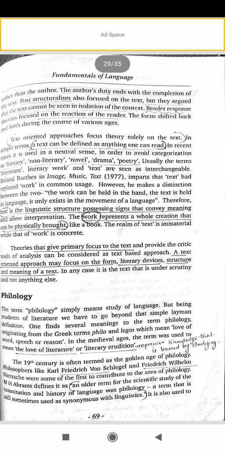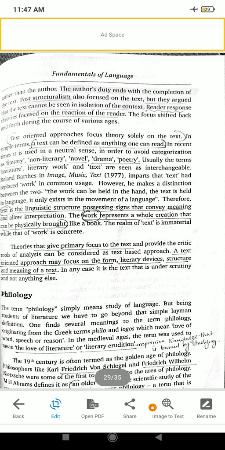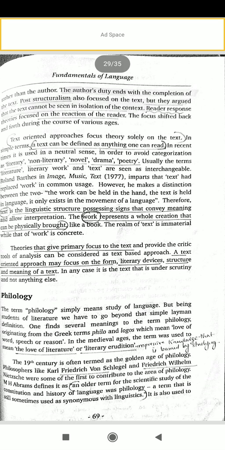See, being students of literature, we have to go beyond that simple layman definition. Philology, for a common man, is the study of language. But being a literature student, we have to go beyond that. We have to go deep into that term.